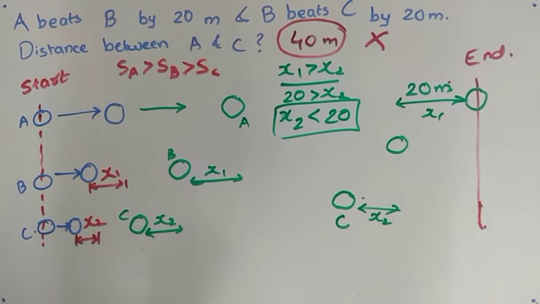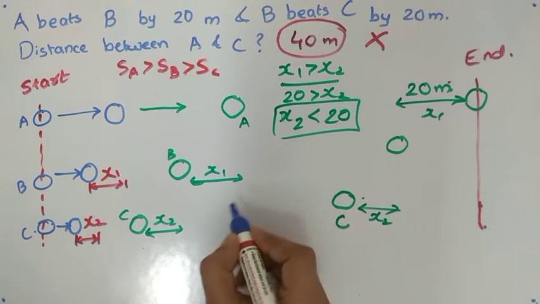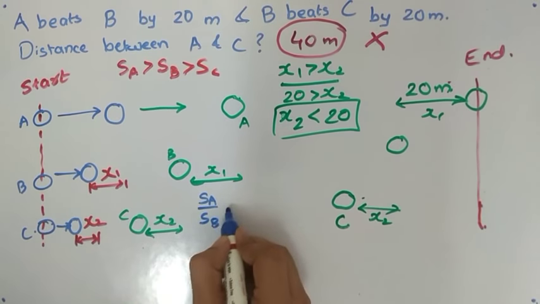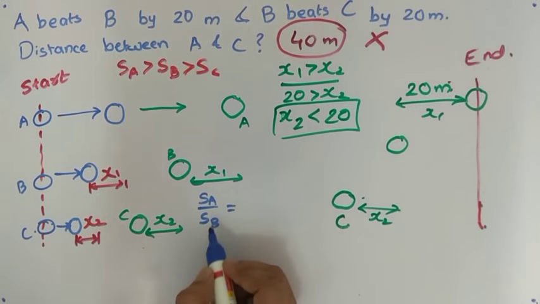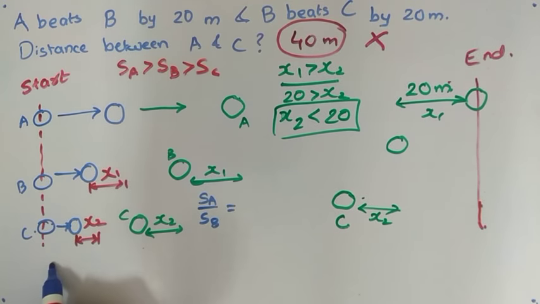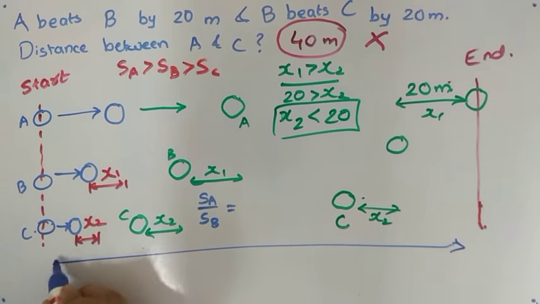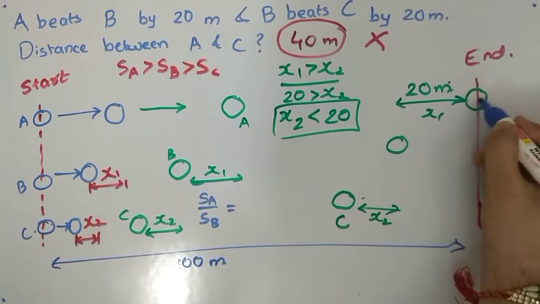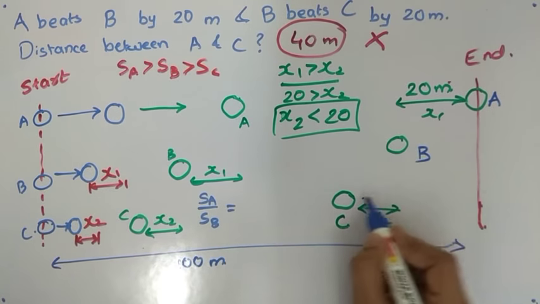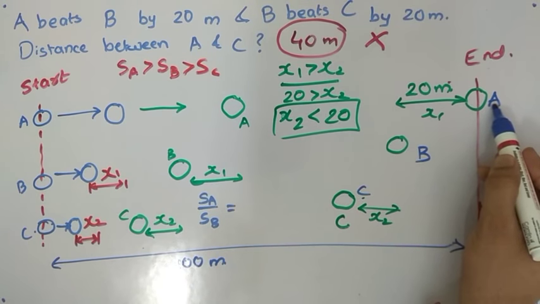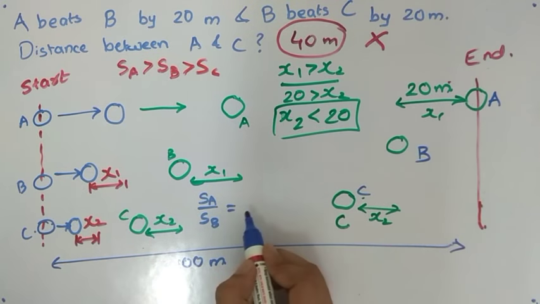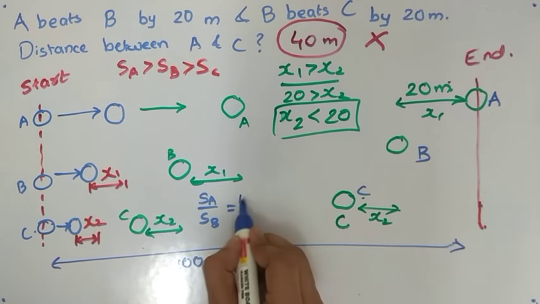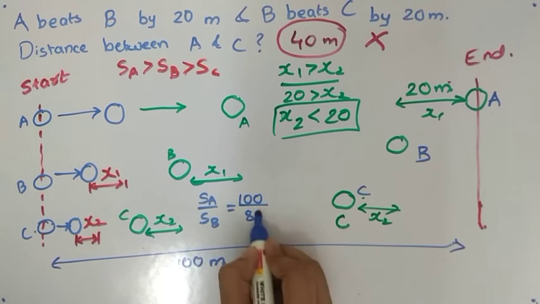Now how to solve this? Let us imagine the speeds. The ratio of speed of A upon speed of B will be given by, let us say the race is of 100 meter. By the time A completes the entire 100 meter, B would have completed only 80 meters since it is 20 meter behind. Therefore the speed ratio will be 100 by 80.